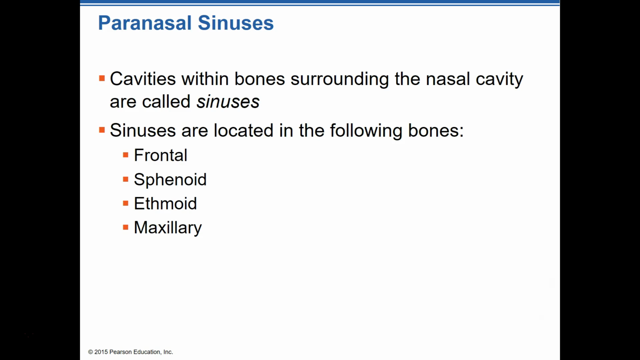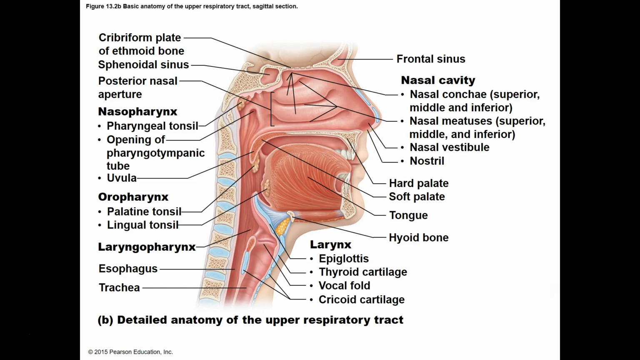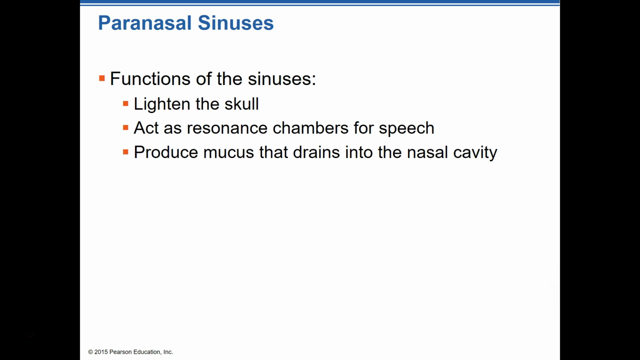All right, so there are some cavities within the surrounding bones of the nasal cavity called sinuses. And they're located in these areas. We call them the frontal, the sphenoid, the ethmoid, and maxillary sinuses. What those sinuses do, they actually create holes and openings that reduce the weight of the skull as part of what it does, and we can see them pictured here. We can also see the folds inside the nasal cavity as well, and we can see those sinuses in that particular picture.